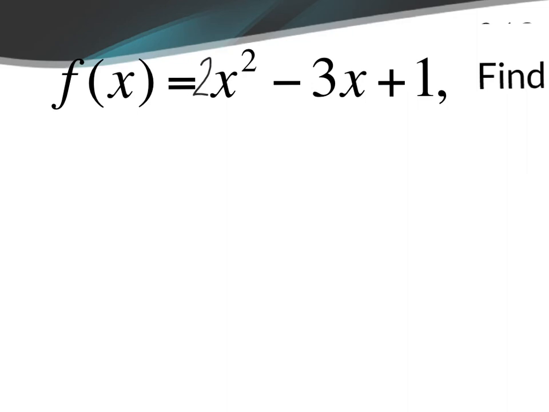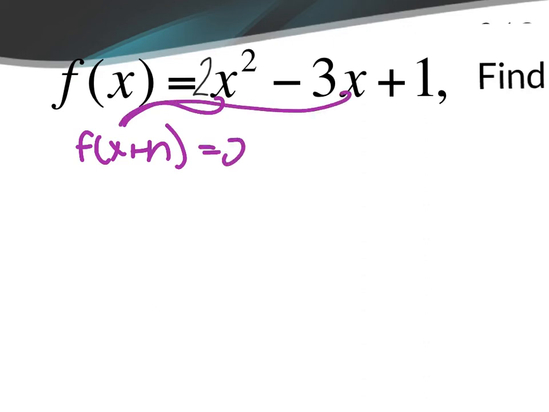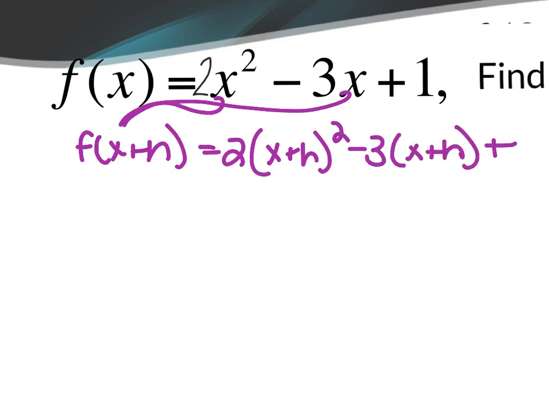All right, so again, difference quotient is f of x plus h minus f of x over h. So the first thing I'm going to find is the f of x plus h. I'm going to take this and plug it into each of the x's. So 2 times x plus h squared minus 3 times x plus h plus 1.